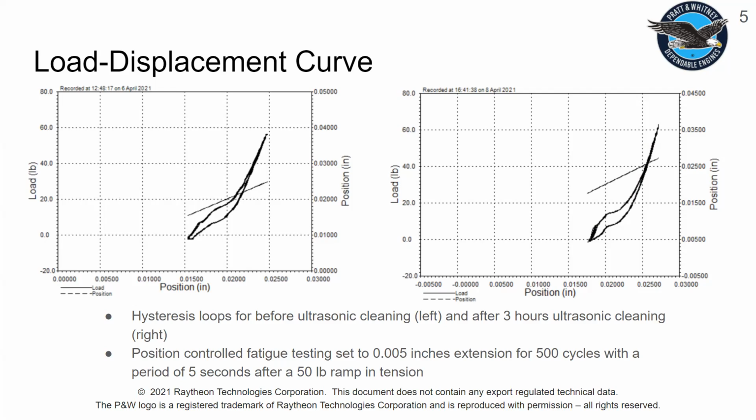If we were to expect a large life debit to be incurred, the area should be greater on the right, because that represents a larger strain energy. So therefore it'll be stretching in the grips more with less load. And so the parameters that we used on the fatigue tester was a precision controlled ramp up to a 50-pound ramp in tension, and then a 0.005 inch extension for 500 cycles. And these are the graphs that we were able to generate from that.